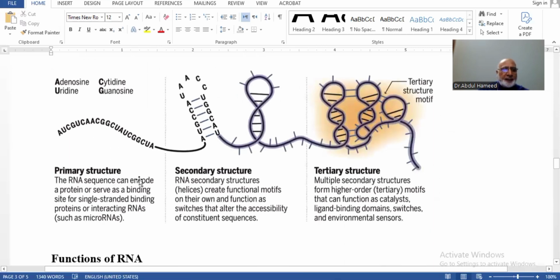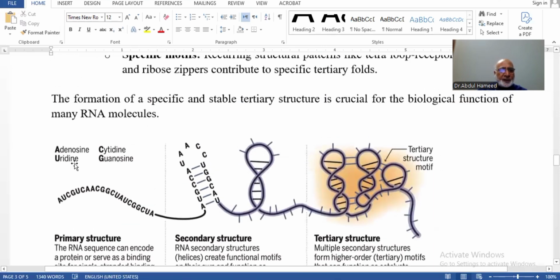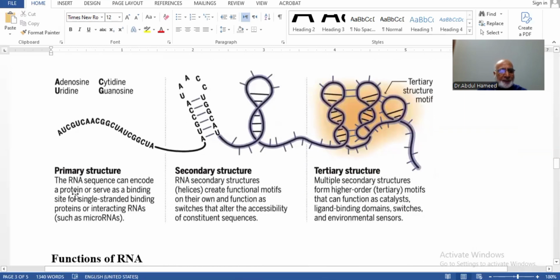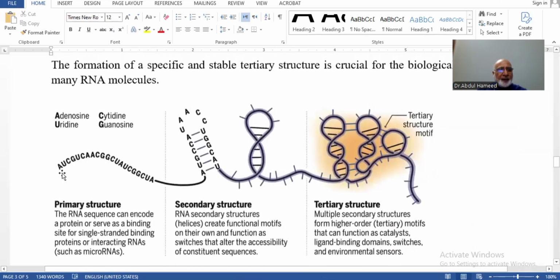So if we study the tertiary structure, this was the primary structure: the RNA sequence, responsible for the presence of codons on it. Then secondary structure, there will be binding and hairpin-like structures or bulges. In case of tertiary structure, there are knots, multiple secondary structures that form higher order tertiary bonds. Motifs can function as catalysts. So these are the tertiary structures.